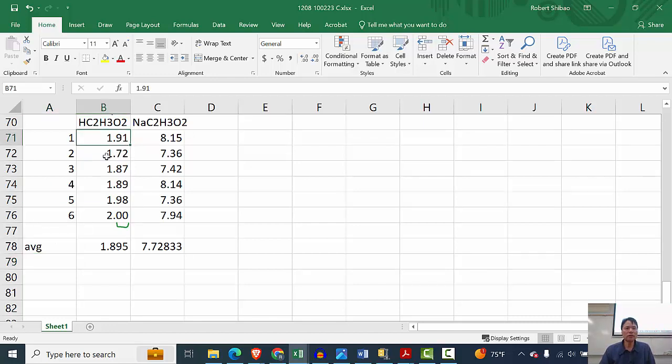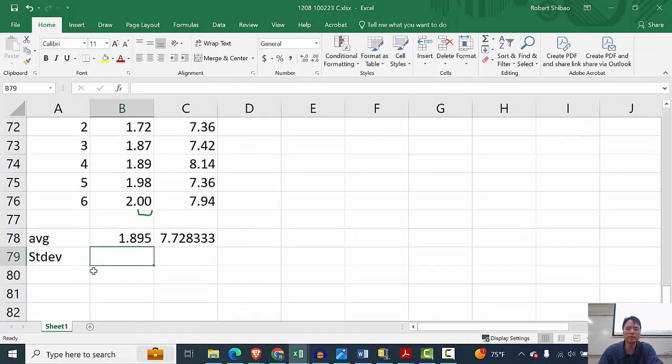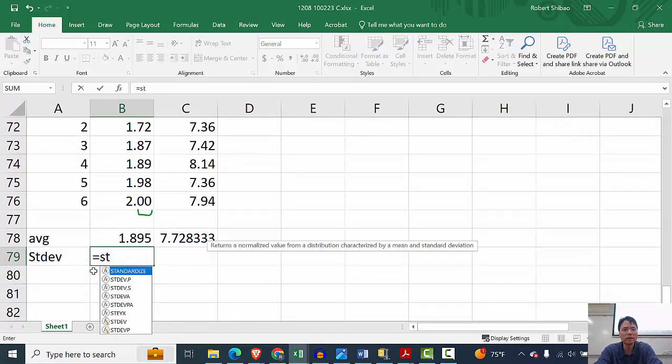If we look at it, the low value is 1.72, the high value is 2.0, and so the spread is about 0.28 right here. Okay, we can do a statistical analysis for this by taking the standard deviation. In Excel, it's called STDEV. Excel has different standard deviations that we can choose from. So I'm going to hit equals and then take a look at what standard deviations we can have Excel calculate.